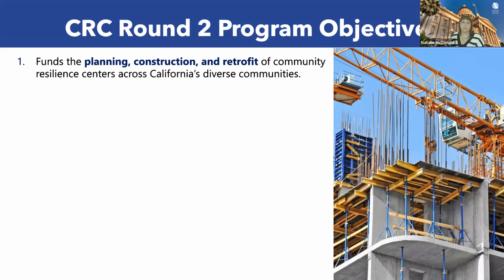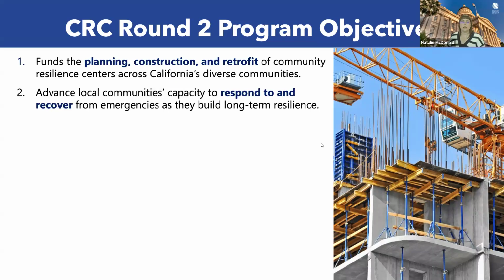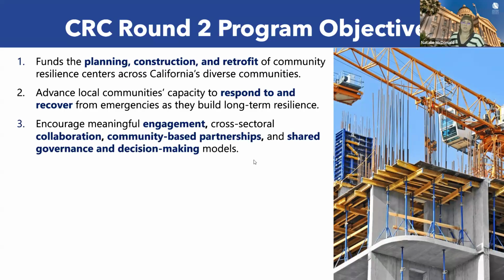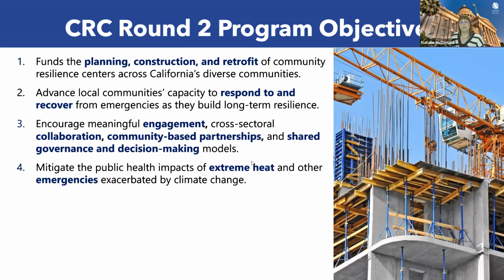CRC funds the planning, construction, and retrofit of community resilience centers across California's diverse communities. These investments advance local communities' capacity to respond to and recover from emergencies as they build long-term resilience, so communities can both respond to immediate needs and provide year-round programming. This includes both physical and social infrastructure. CRC encourages meaningful engagement, cross-sector collaboration, community-based partnerships, and shared governance and decision-making models. It also seeks to mitigate the public health impacts of extreme heat and other climate-driven emergencies.